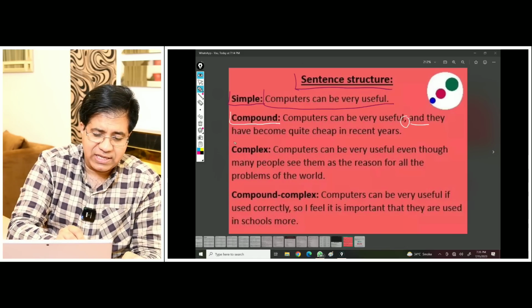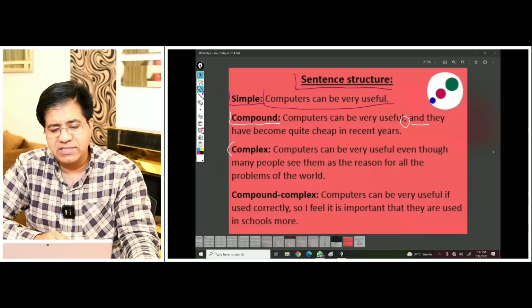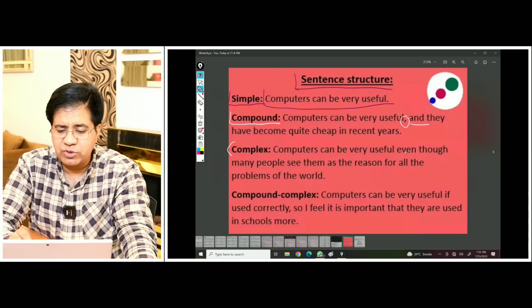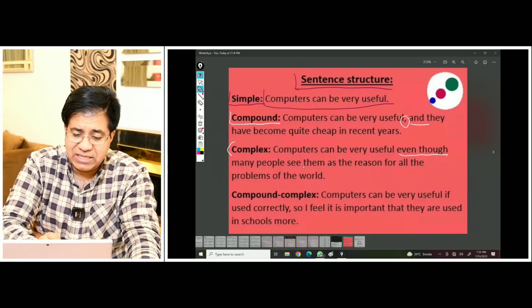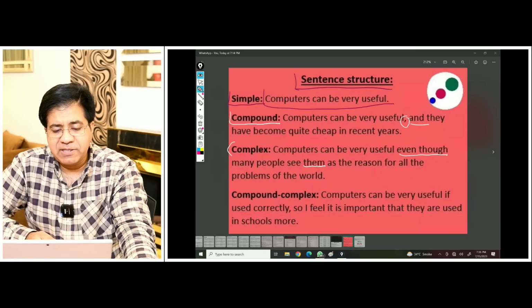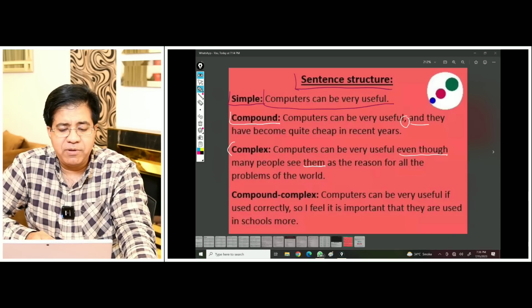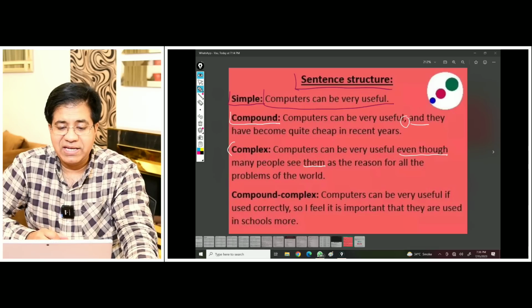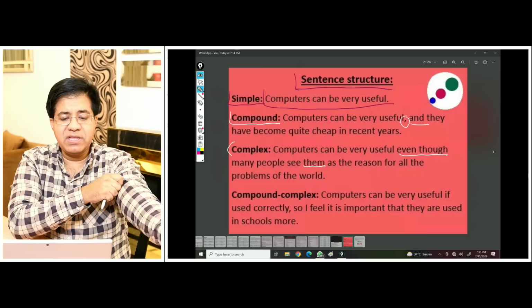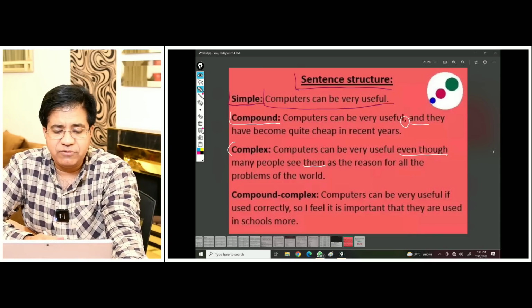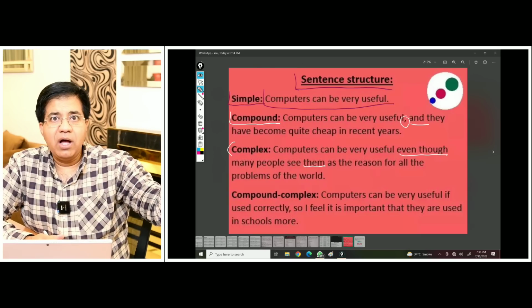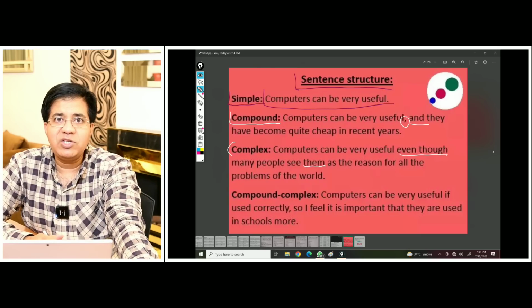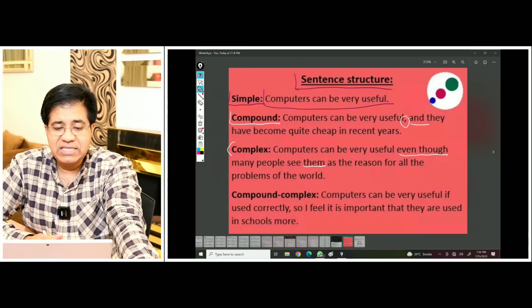After this, we've got one example of a complex sentence. What is a complex sentence? Computers can be very useful even though many people see them as the reason for all the problems of the world. Them means computers, not people. So computers can be very useful even though, this is the main clause, even though many people see them as the reason for all the problems of the world. So this dependent clause is actually going back to the independent clause, right? So this is what we call a complex sentence.